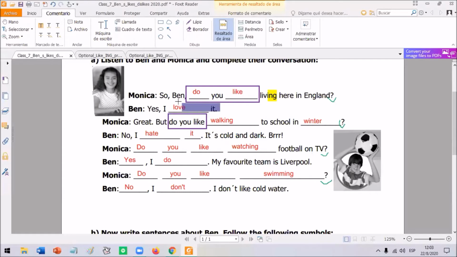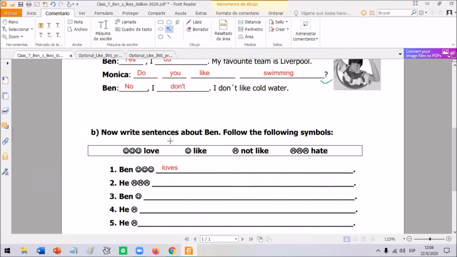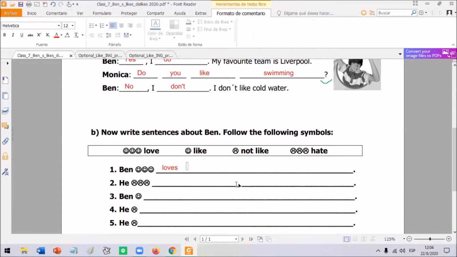Okay, here, look. Cuando responde acá Ben, yes, I love it, está respondiendo a que le encanta, ¿qué cosa? Lo que le preguntaron acá. Este it que tenemos se refiere a la acción que mencionó recién, living here in England, la acción de vivir en Inglaterra, a eso responde, que le encanta, que lo ama. Okay, so let's go back to the sentence. Ben loves living in England. All right, he loves it. Ben loves living in England. You copy also the sentence in your folder.